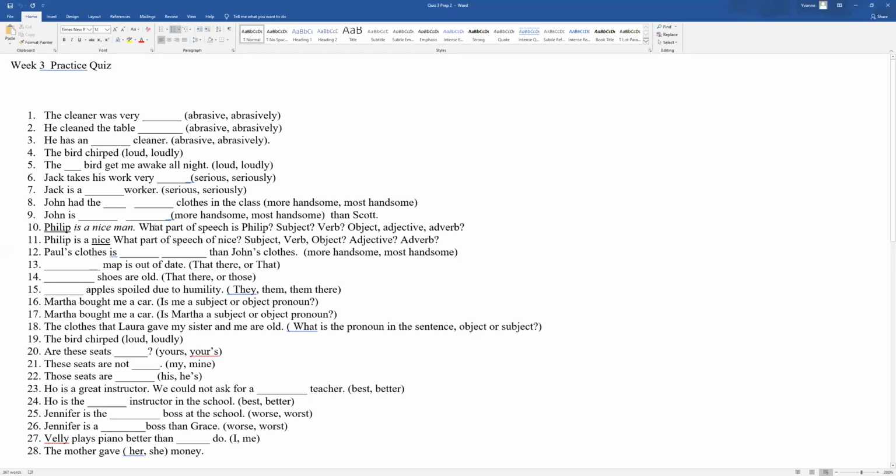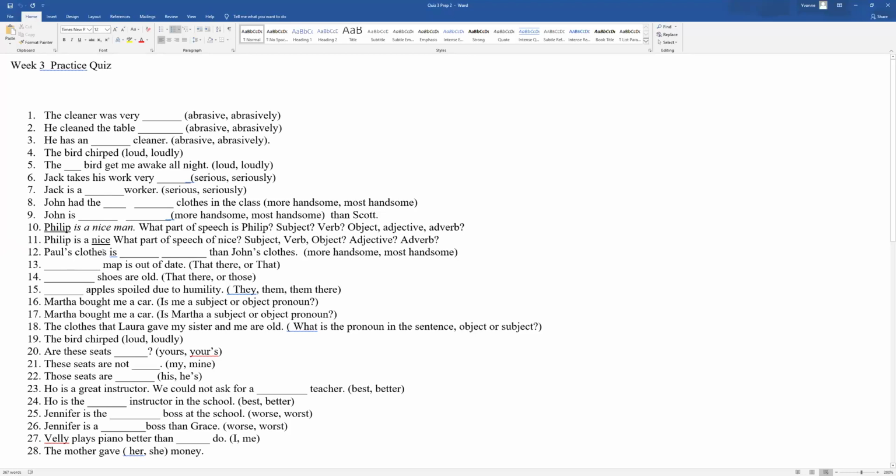Philip is a nice man. What part of speech is Philip? Is it a subject, verb, or object? Philip is the subject of the sentence because it comes before the verb. It's just like the subject pronouns, he, she, they, and we. Philip is a nice man. I should have put the man in there. So Philip is a nice man. So nice is an adjective that modifies man.